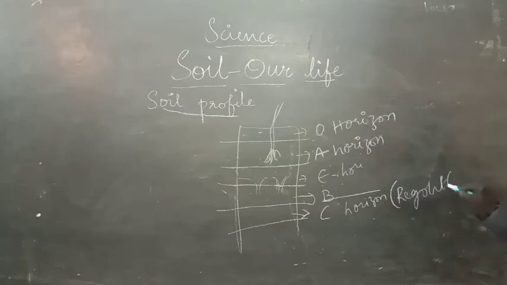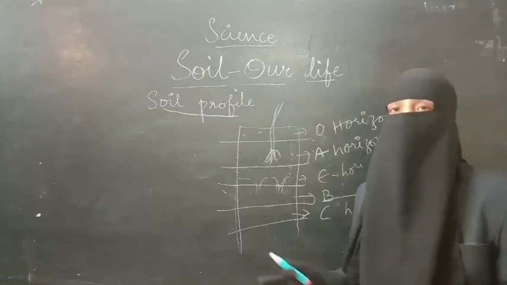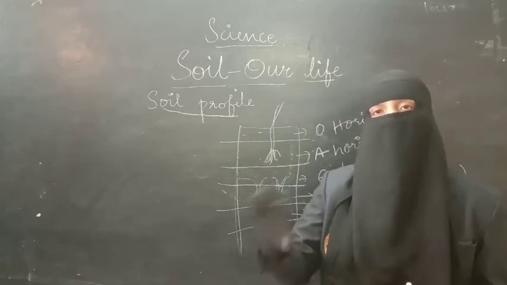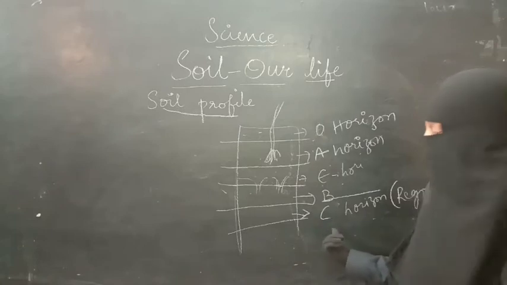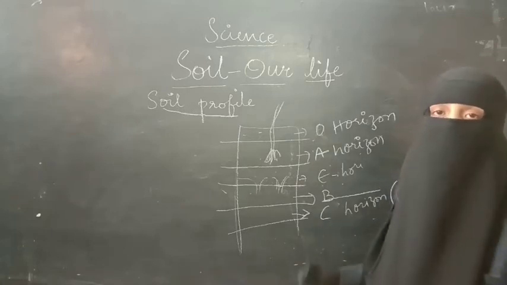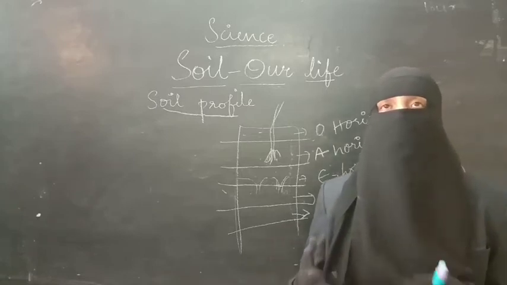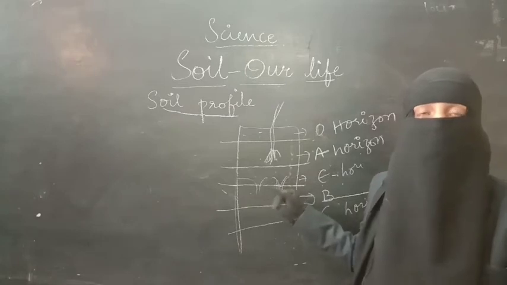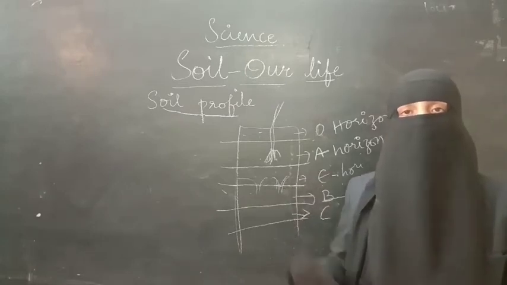This horizon consists of broken bedrocks. You know, bedrock will be present, and if it is broken, how will the pieces be seen? The same pieces are seen in the C horizon. So that's why, based on that, they have named it regolith. In this horizon, plant roots cannot penetrate. They can come up to only the eluviation layer. Later on, in the other layers, the roots of the plants cannot penetrate.